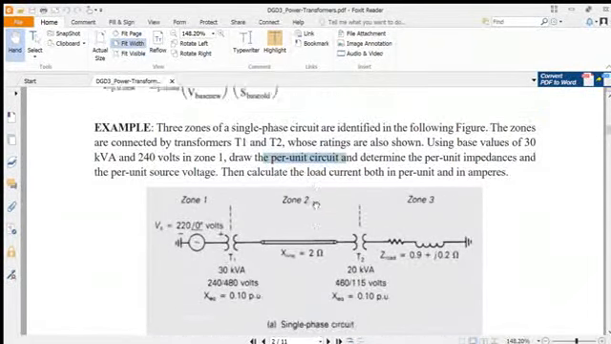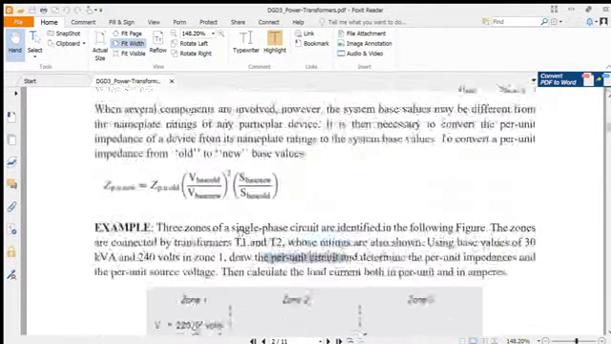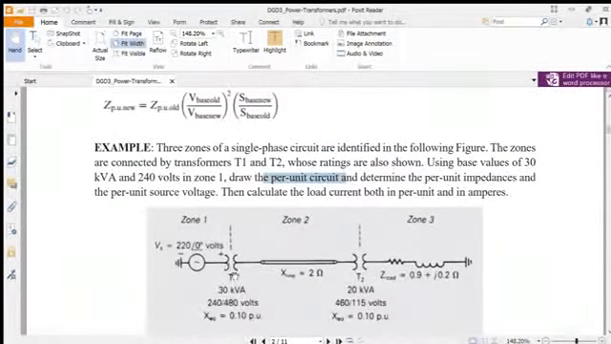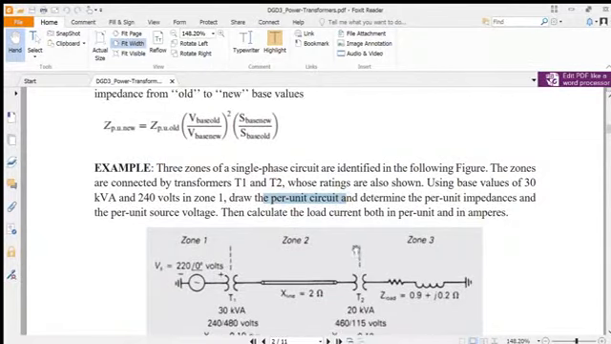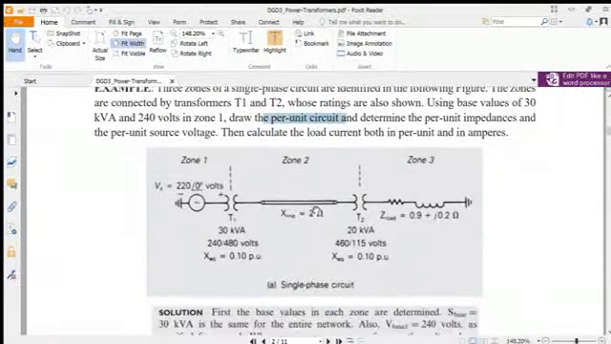Here you see that more than one element is involved, so we have to apply this formula because there are two transformers, so there are several components.